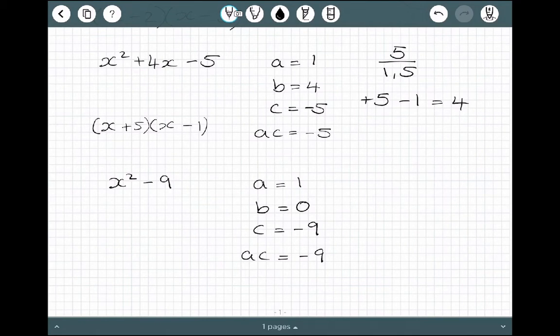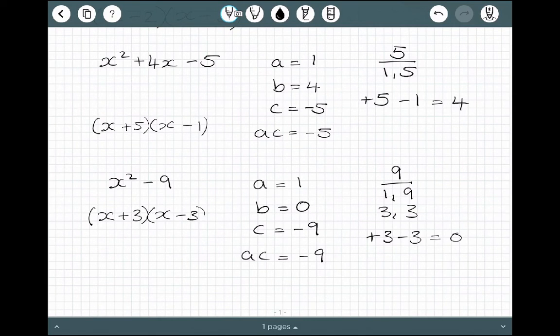So I always look at finding the things that multiply to make the absolute value. So what multiplies to make 9? We have 1 and 9, 3 and 3. How am I going to make 0? Well, 1 and 9 will never add to make 0. However, 3 and 3, if we do positive 3 minus 3, that will equal 0. If I take these two and multiply them together, do I get negative 9? Yes, I do. So I can take this and write down the fully factorized answer.